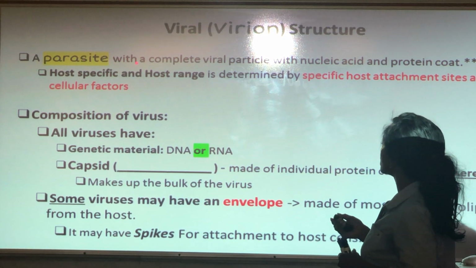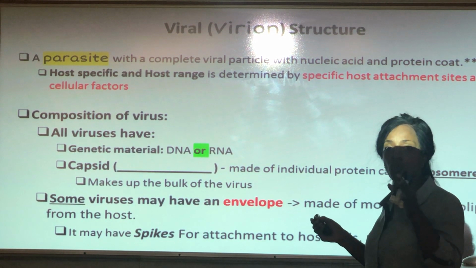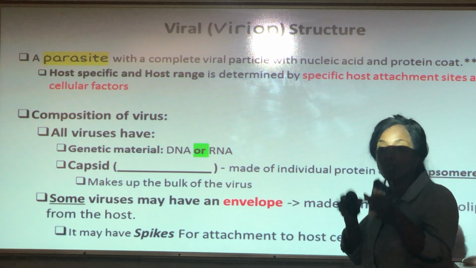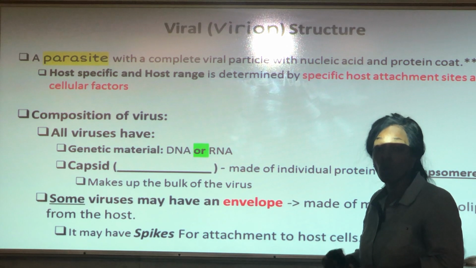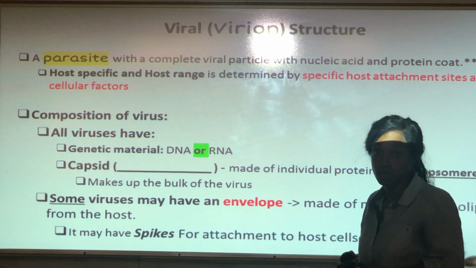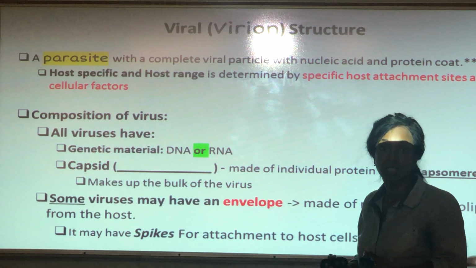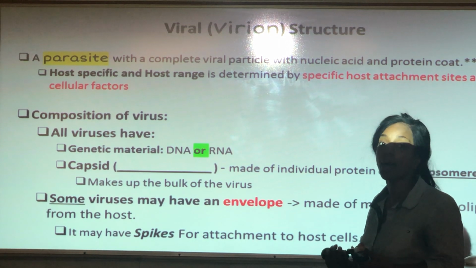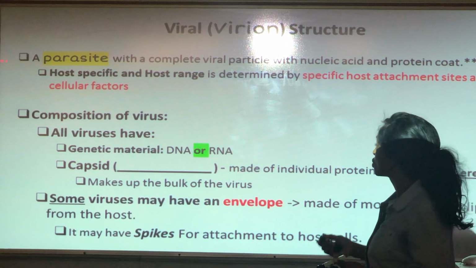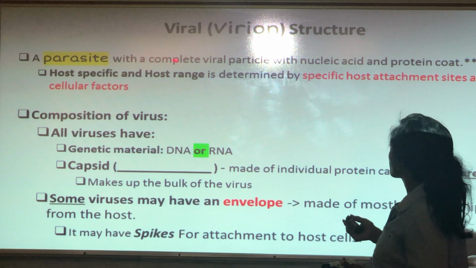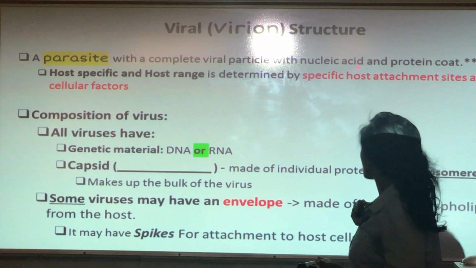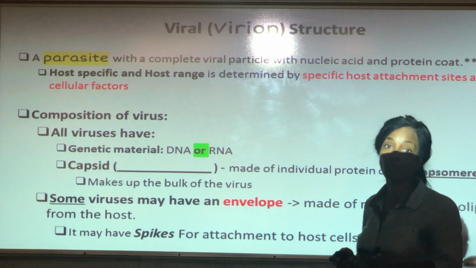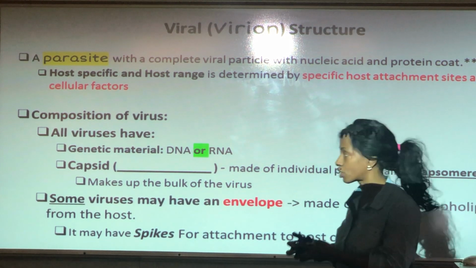Just because something is a parasite doesn't mean necessarily that it will hurt or cause harm to another cell. All right? If it's going to cause a disease in another cell, then we call that a pathogen. Right, so to distinguish. So a parasite with a complete viral particle, these viral particles have nucleic acid and will have a protein coat. So that's their overall structure.